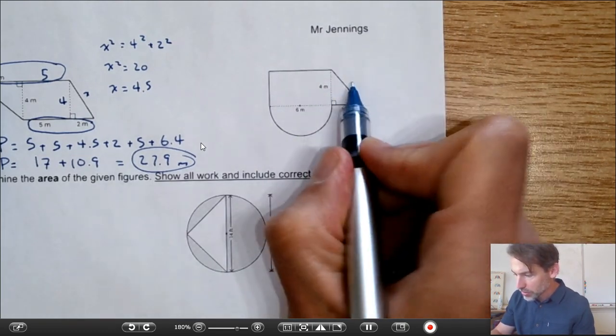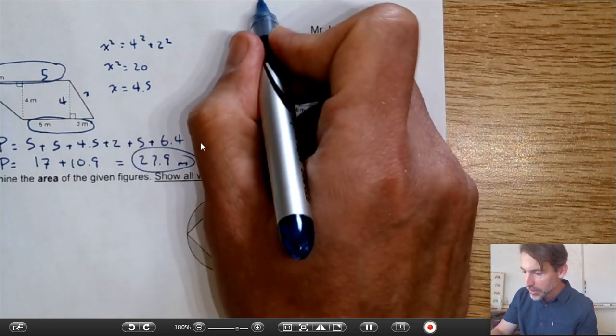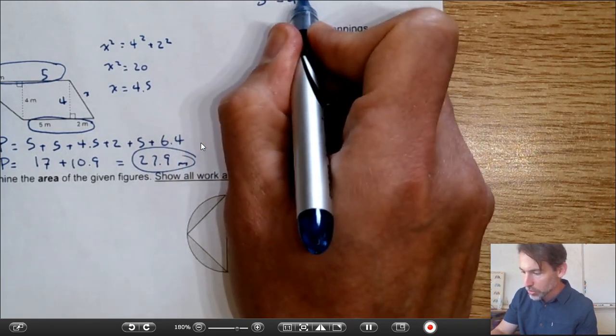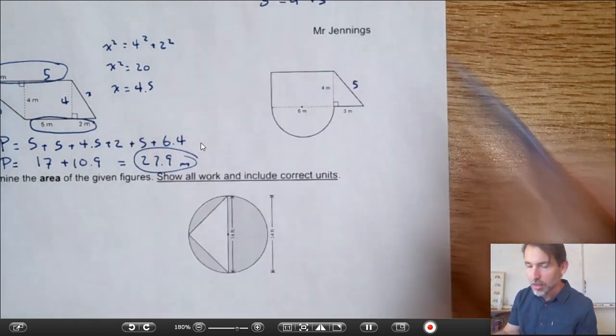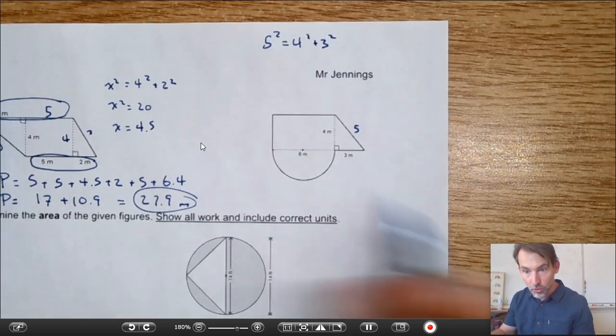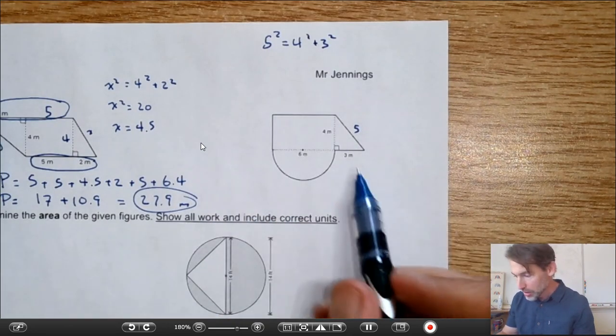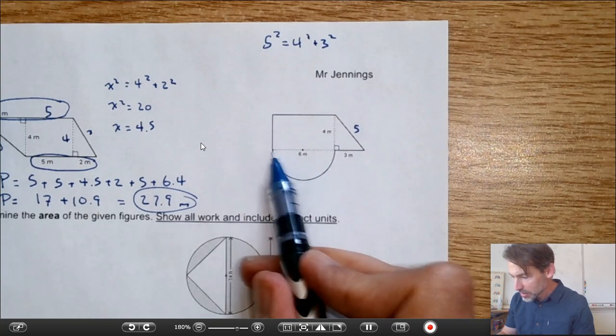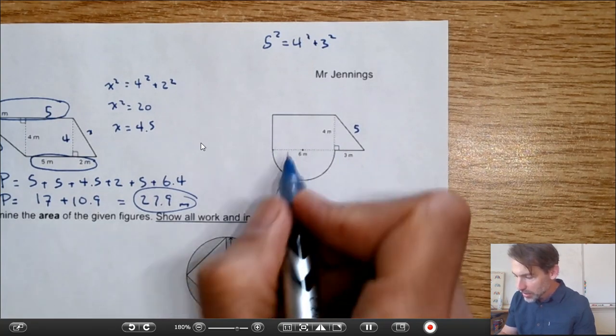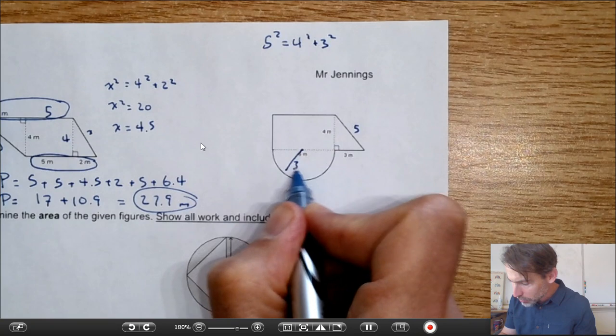That's 4 and that's 3, that's 5. Why? Because 5 squared is equal to 4 squared plus 3 squared. Memorize the 3, 4, 5 triangle or check this yourself to prove it to you. So that side's 5. If this is 6 meters here, then the radius is 3 meters.